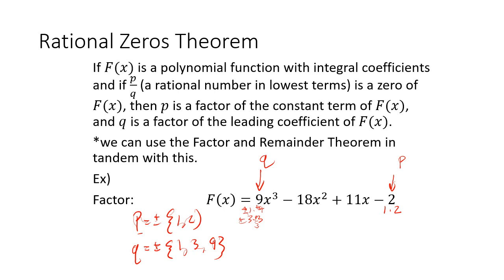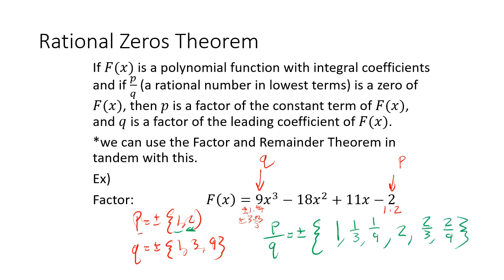The p's over the q's are any combination of p divided by q. So we take one of our p values, 1, and divide it by 1, that'd be just 1. We take 1 divided by 3, that'd be 1/3. We take 1 divided by 9, that'd be 1/9. And then we take our other p value of 2, and it could be 2 divided by 1, or 2 divided by 3, or 2 divided by 9.